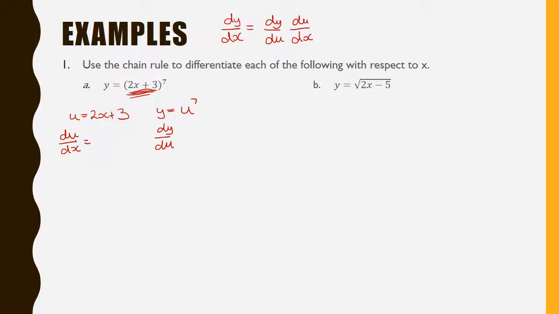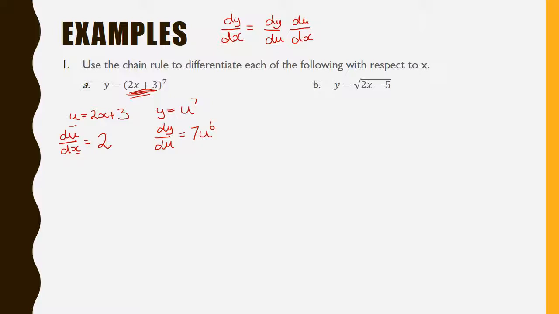So here, to find du/dx, I'm differentiating u with respect to x. When I differentiate with respect to x, the derivative of 2x is 2, and the derivative of 3 is 0. If I differentiate dy/du, we're differentiating y with respect to u, so I multiply by 7 and the power of u, and I subtract 1 from the power.